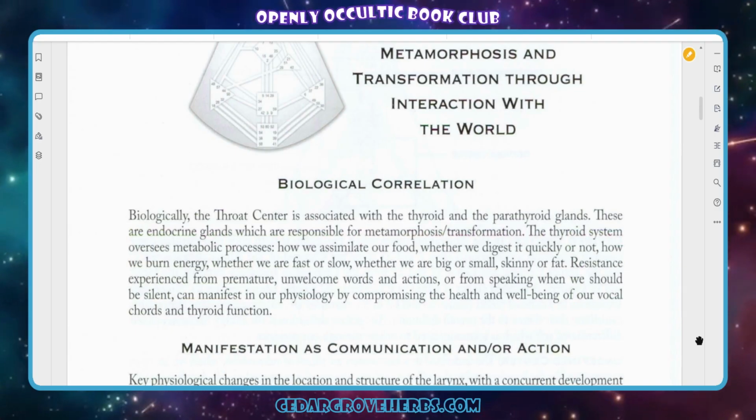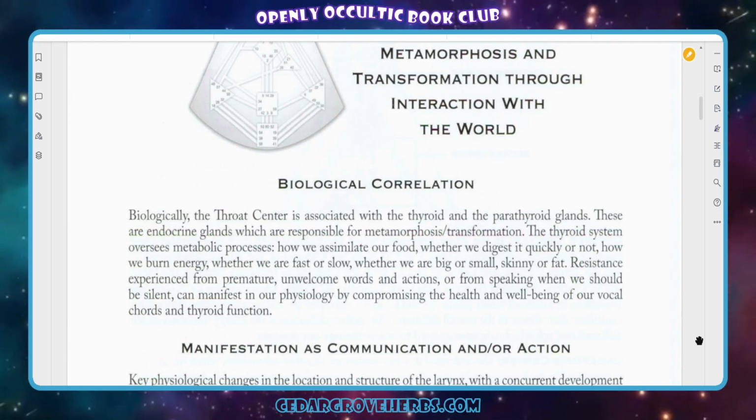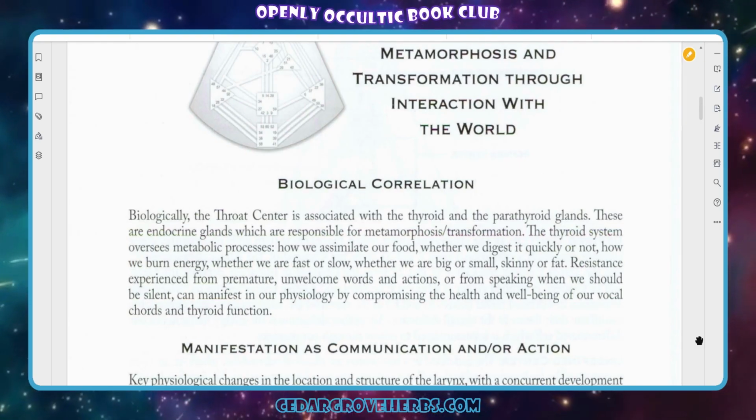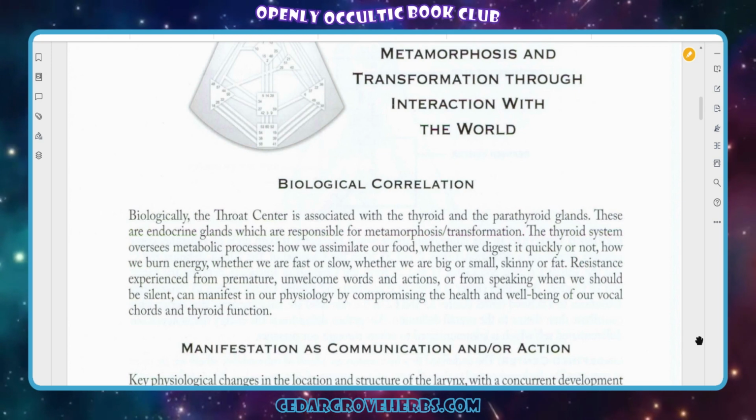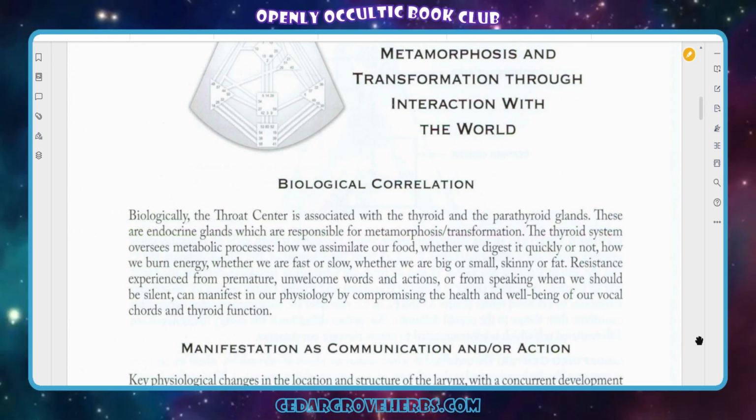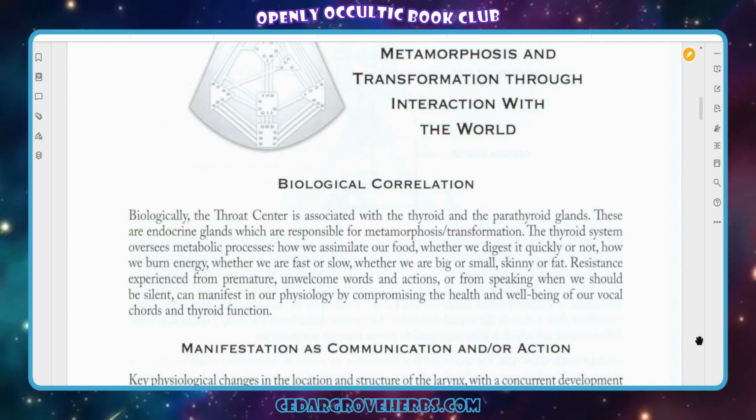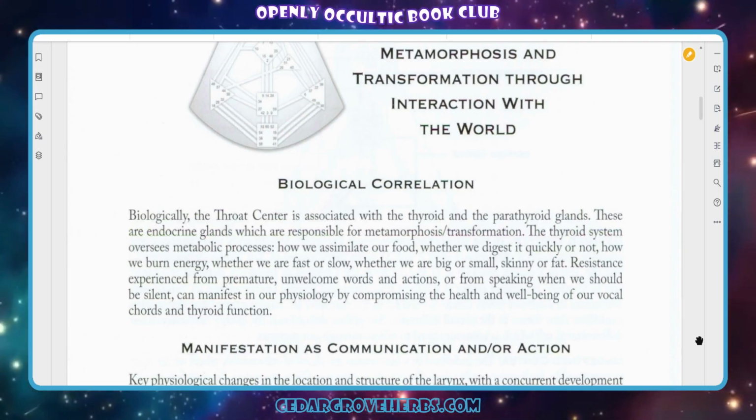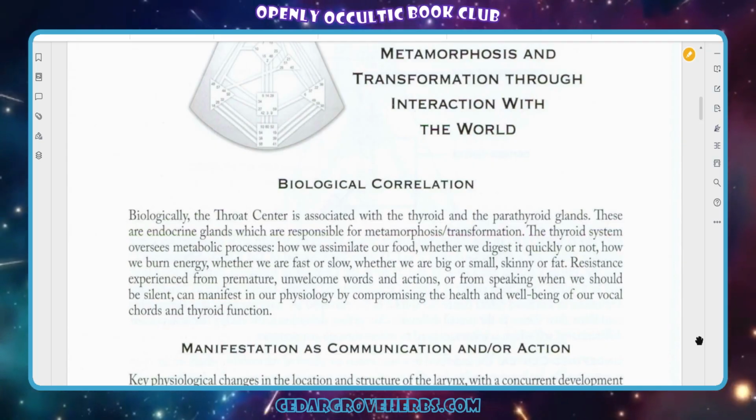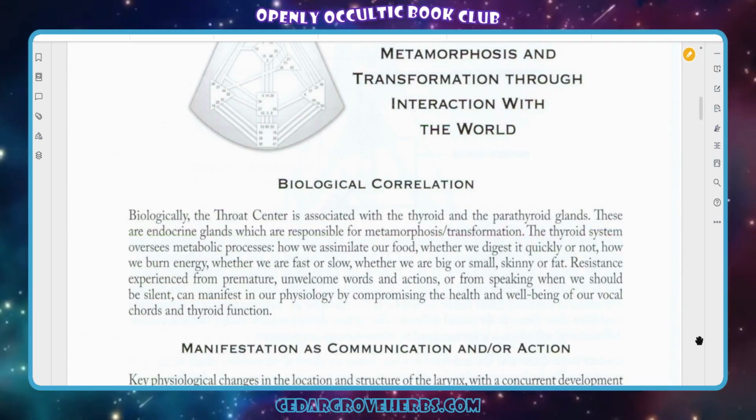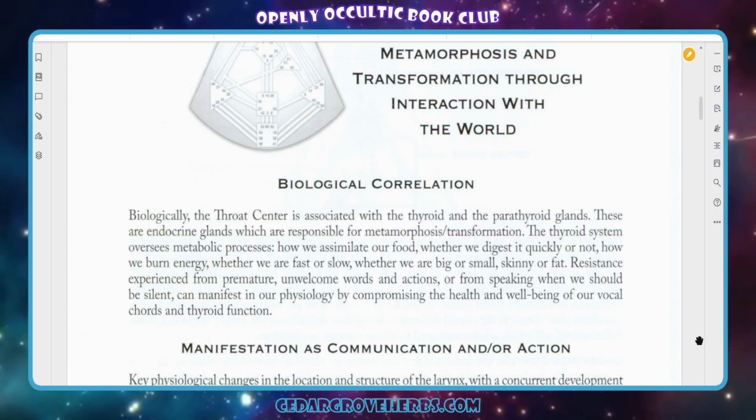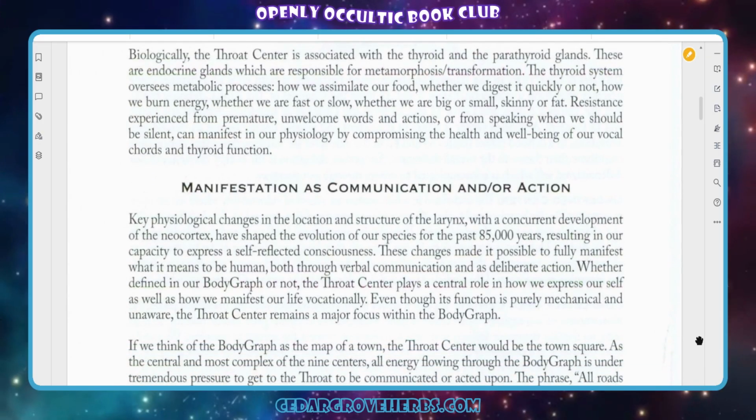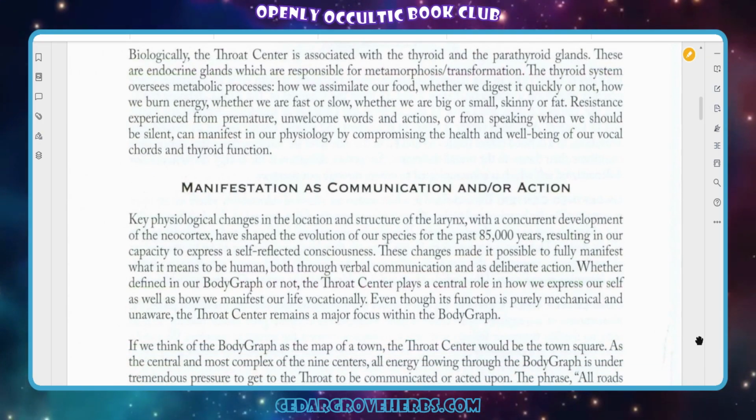how we burn energy, whether we are fast or slow, whether we are big or small, skinny or fat. Resistance experienced from premature, unwelcome words and actions, or from speaking when we should be silent, can manifest in our physiology by compromising the health and well-being of our vocal cords and thyroid function. Manifestation as communication and/or action.